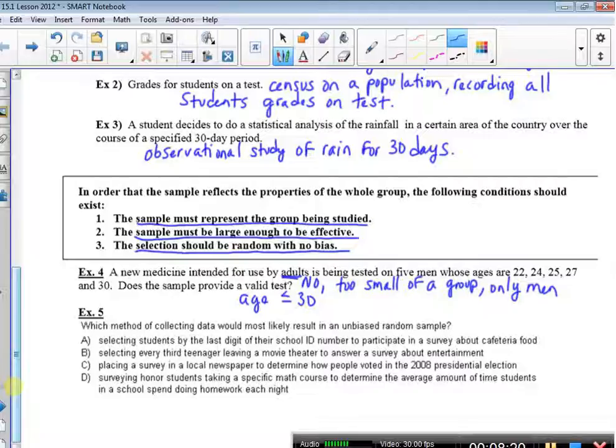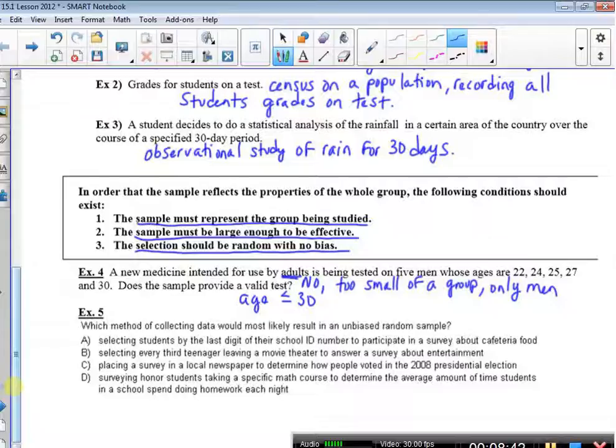Which method of collecting data would most likely result in an unbiased random sample? A, selecting students by their last digit of their school ID number to participate in a survey about cafeteria food. That looks pretty good because you're not being biased. You're just looking at their school ID to decide who to talk to.